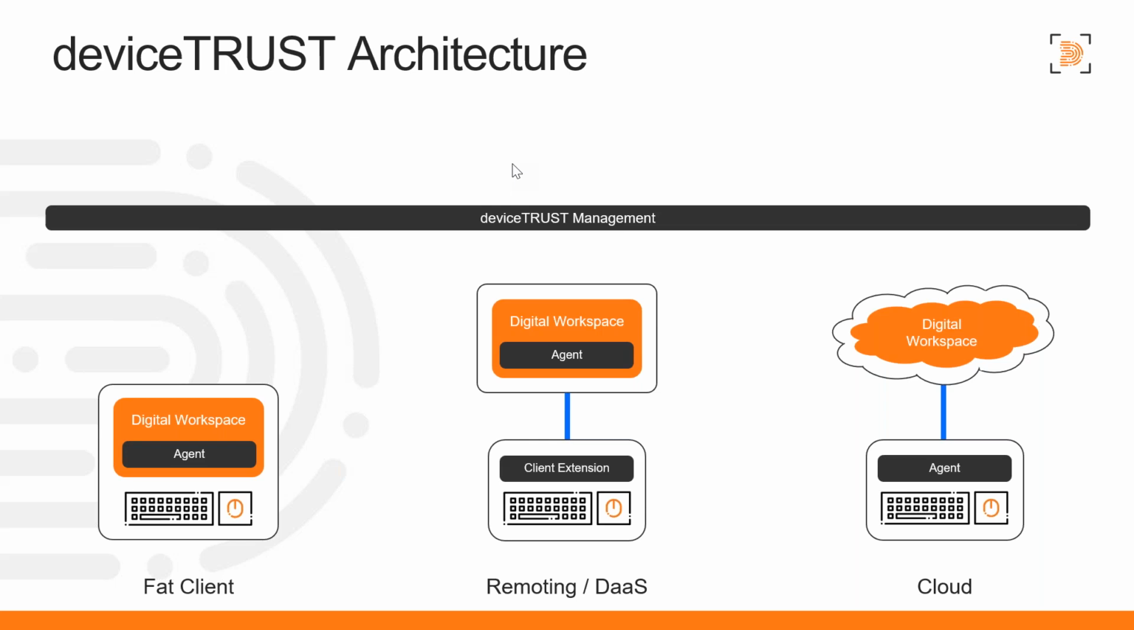So we have the two software components on the machine. The client extension, and if we have a remoting scenario, we have the agent that actually controls something. And we do have a management console. The management console can be installed somewhere. It's just a place where you will configure what's being controlled with deviceTRUST. These are the three software components.